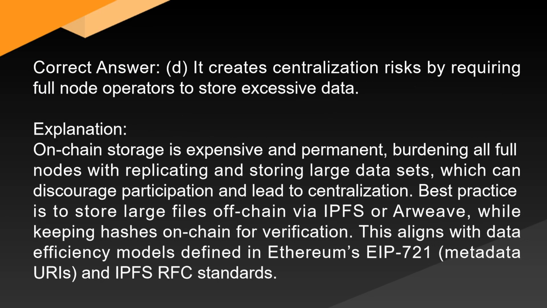Correct answer. D. It creates centralization risks by requiring full node operators to store excessive data. Explanation. On-chain storage is expensive and permanent, burdening all full nodes with replicating and storing large data sets, which can discourage participation and lead to centralization. Best practice is to store large files off-chain via IPFS or Arweave, while keeping hashes on-chain for verification.